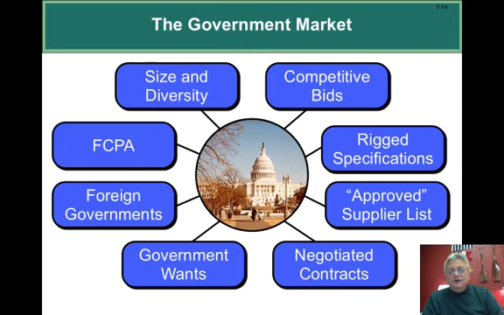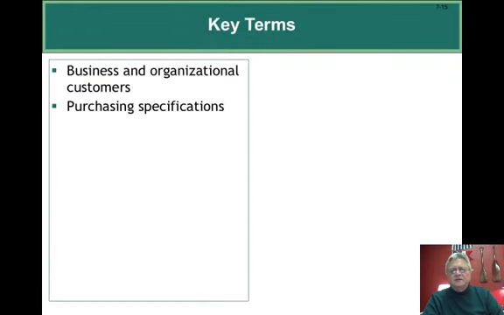In dealing with foreign governments, there are also some differences. There are a lot of opportunities for variances in ethical standards and legal standards when dealing with foreign governments. And there's a Foreign Corrupt Practices Act that guides business for U.S. firms dealing with foreign customers. So make sure you read that over in the material. The government market is collectively a very large market.